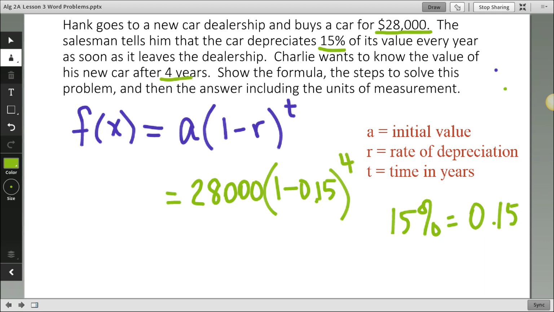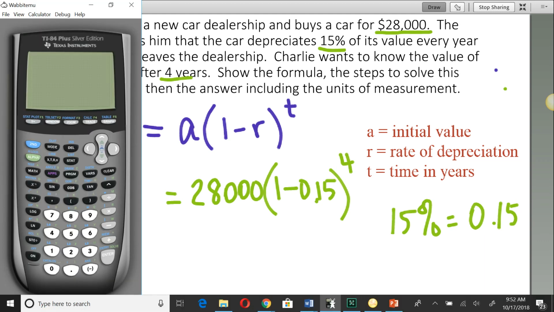So there's your formula. Now all you got to do is pull out your calculator and type that in. So we got 28,000 and then 1 minus 0.15 to the 4th power. I'm going to use this right here to raise it to the 4th power.